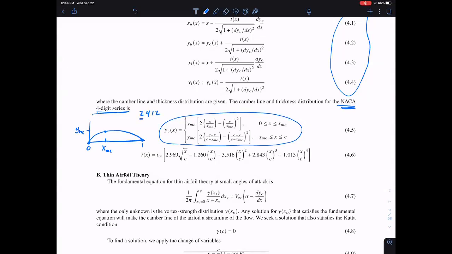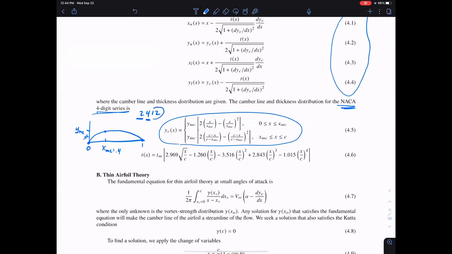The 2 tells me that that's the YMC. So we're going to have 2%. So I could put a 0.02 here. 2% camber at XMC equals 0.4. That's what the 4 means, is that we're at 40% of the chord is the location of maximum camber, and we have 2% camber. And these are both in percent of the length of the airfoil, okay?